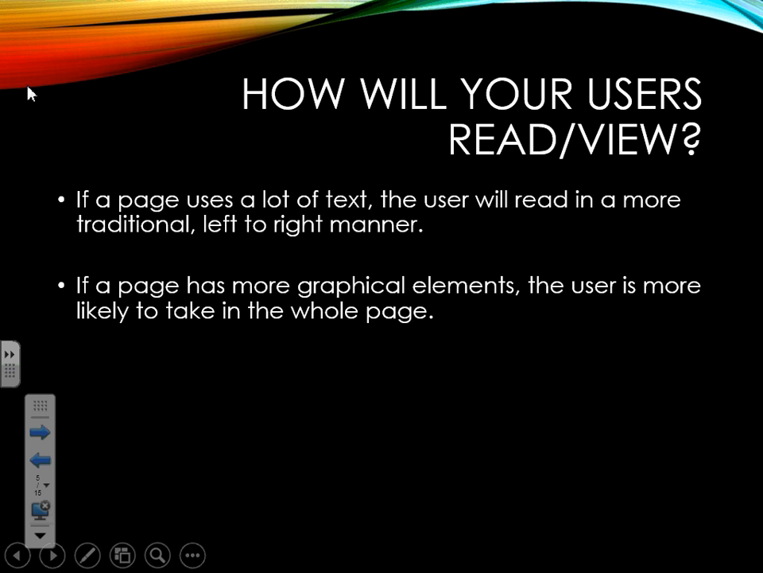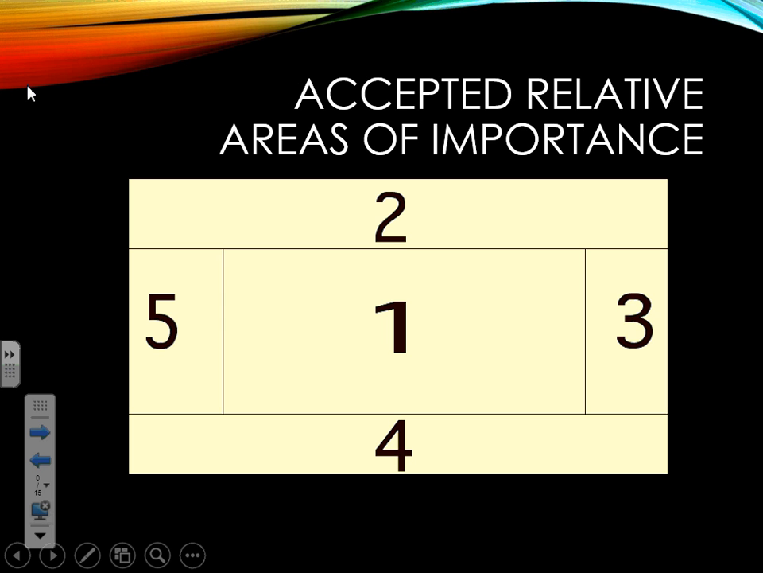Now, when you're designing your site, you will need to figure out how your users will read or view it. It says if a page uses a lot of text, the user will read in a more traditional left to right manner. If a page has more graphical elements, the user is more likely to take in the entire page. If you notice when you look at my website, it is a lot more text than graphics, so you are expected to read that from left to right instead of in a more circular manner.